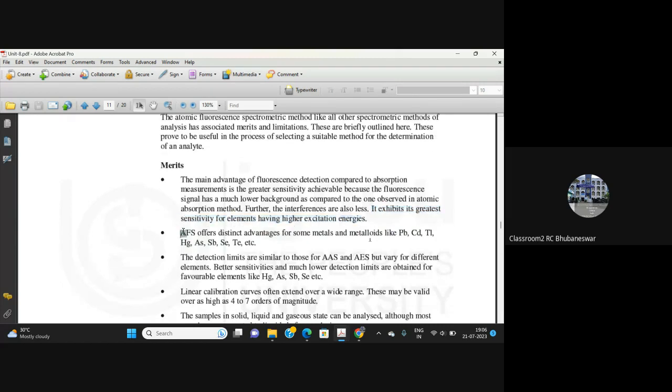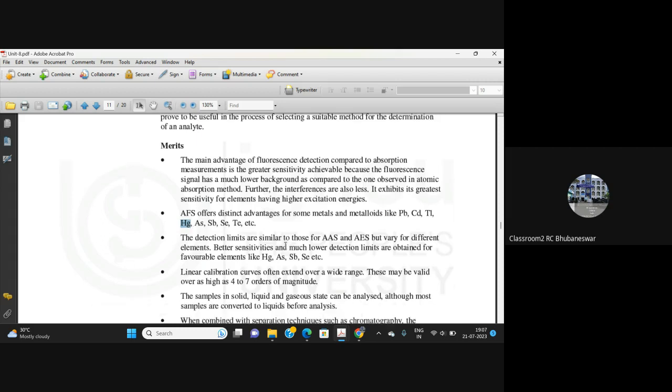So AFS offers distinct advantages for some metals and metalloids like lead and cadmium. These are very important to study. Lead, arsenic, mercury contamination nowadays is so much that you can make use of these spectroscopic advantages to study these elements, or the contamination in soil or anything you want to study.